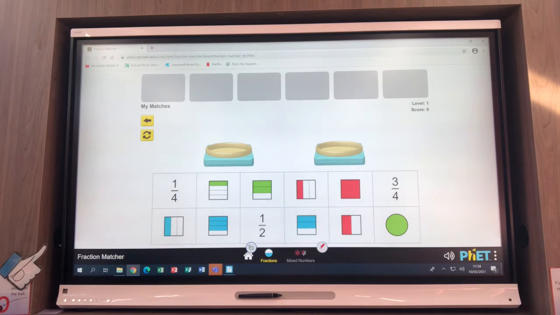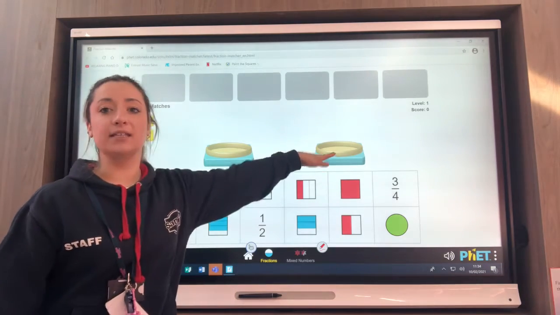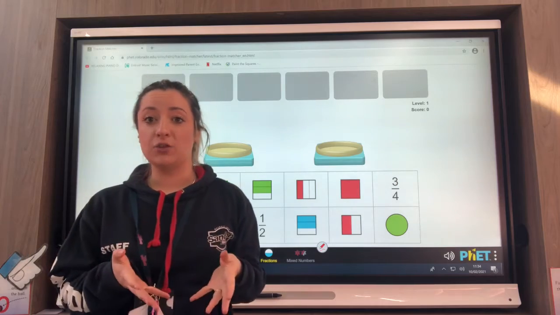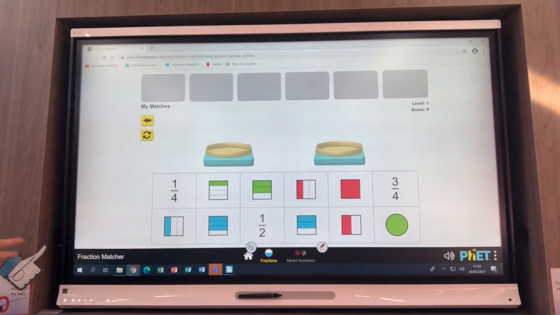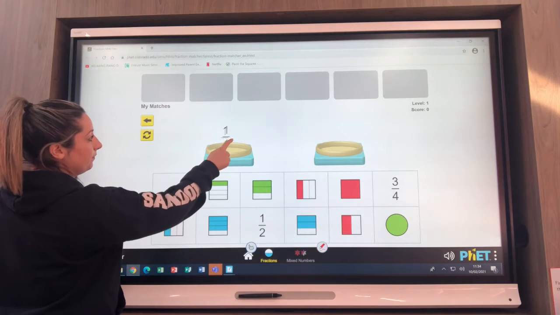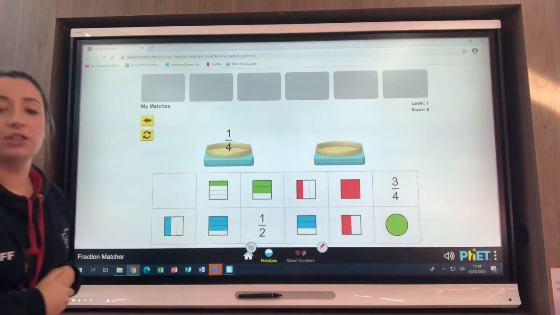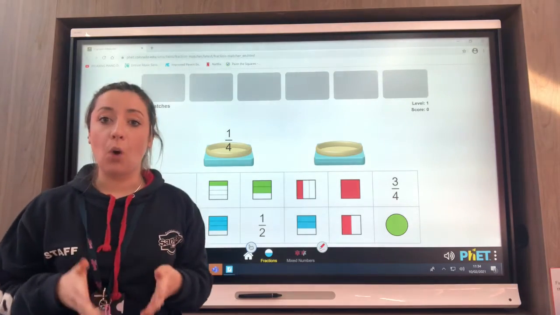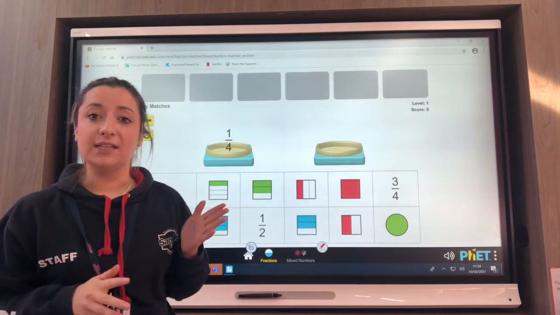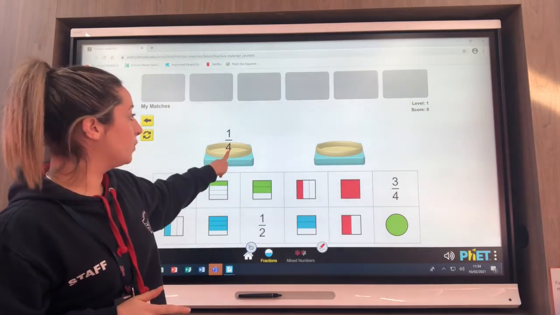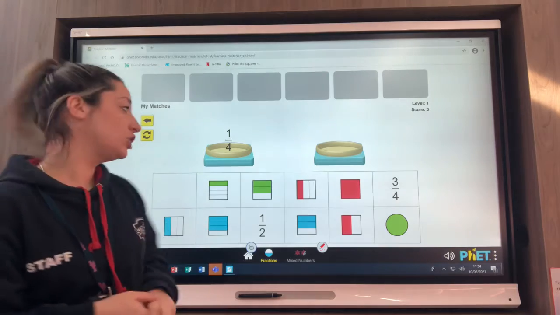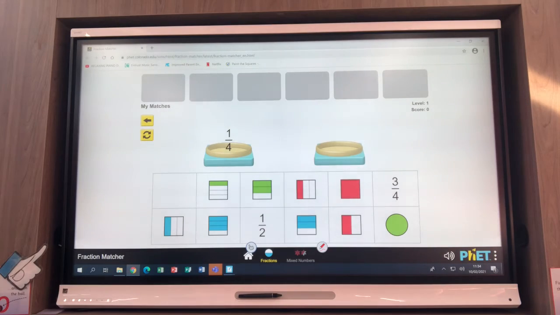Okay, so what you can see here is we've got two containers and we need to match the fraction to the picture representation. So, for example, let's go for the first one. So we've got 1 at the top as my numerator and 4 at the bottom as my denominator, which means I've got 1/4. Now I need to find a shape which has 4 parts but only one is shaded. So can you see where I've got a shape with 4 parts, 4 sections, but only one of them is shaded? So I think I can see one here.